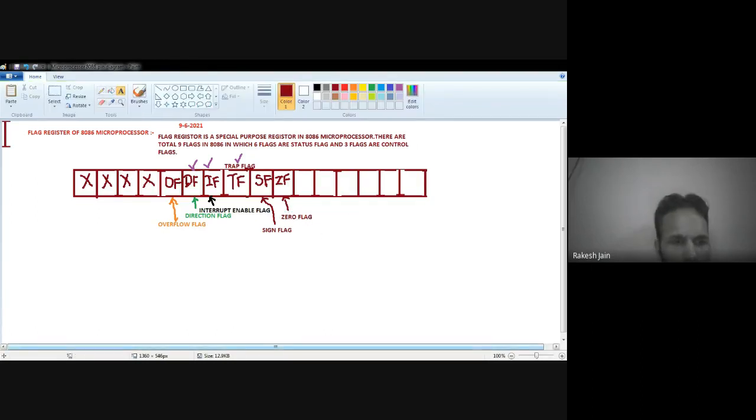Zero flag. And the remaining are a user definable bit, then the auxiliary carry flag, then a user definable bit that is not used by us. The auxiliary carry flag can be denoted by AC or AF. So this is the auxiliary carry flag.